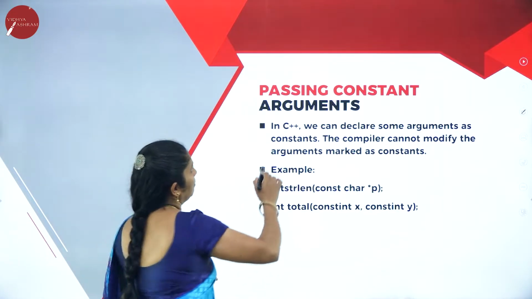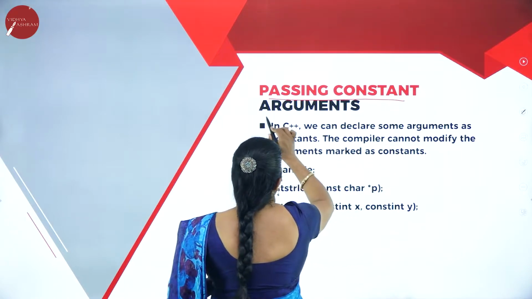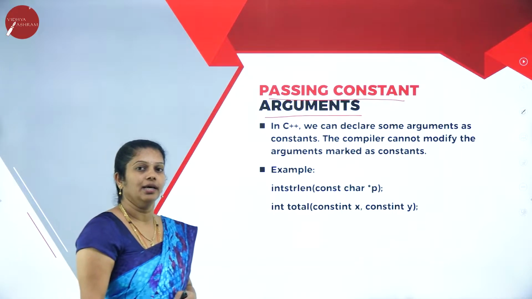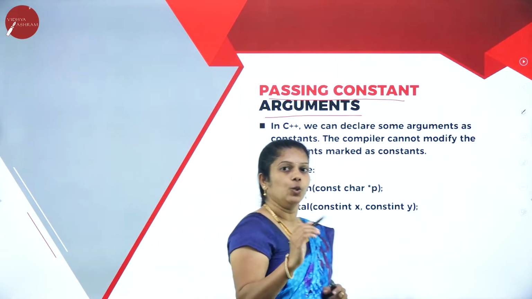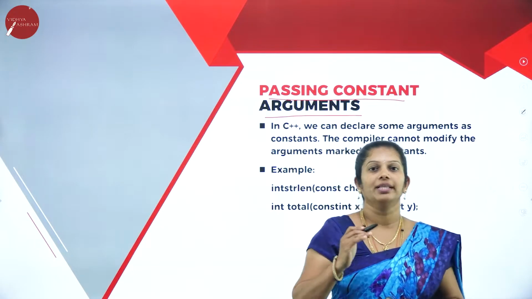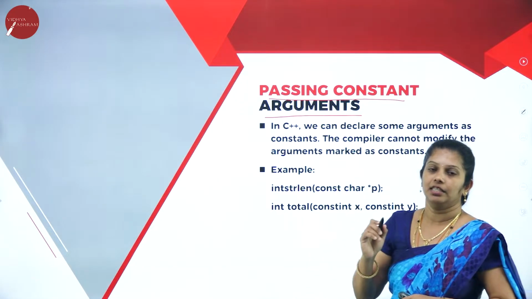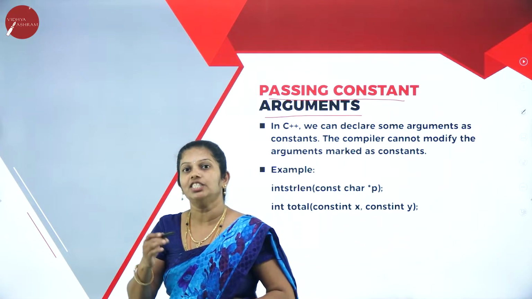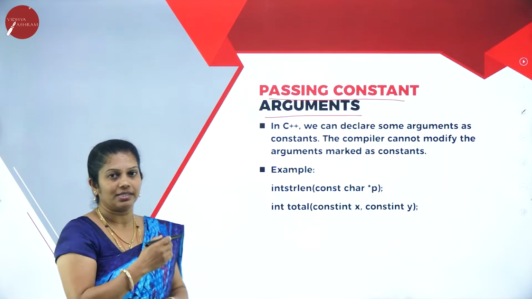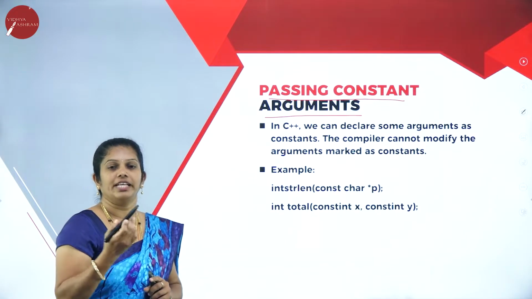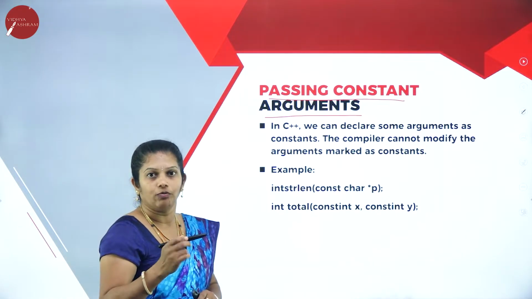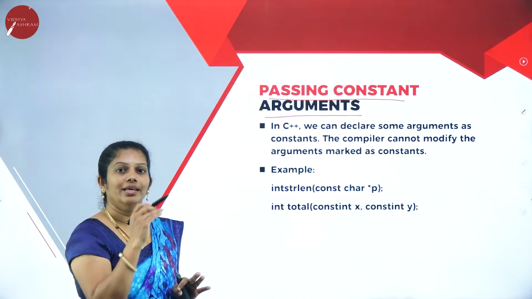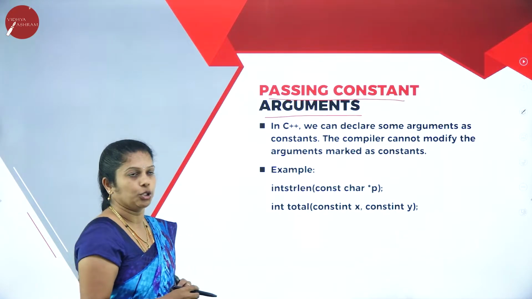Next, when we come to passing constant arguments, we can pass constant values. What do we mean by constant? The constant is nothing but a value that will never change during the execution of the program. But with a variable, its value will change during the execution of the program, whereas here, this value will remain constant. For example, the value of pi. Pi is 3.14, that is a constant value. Like that, here constant is nothing but a value that will never change during the execution of the program.